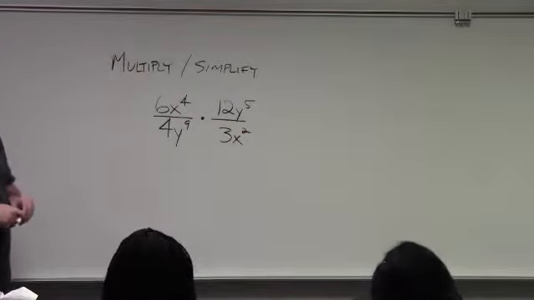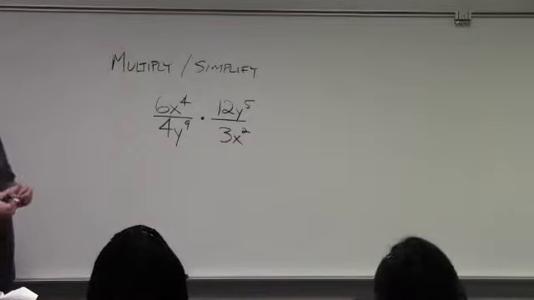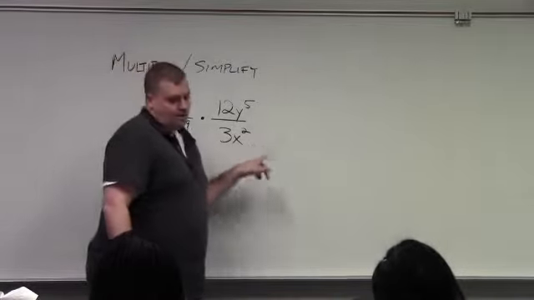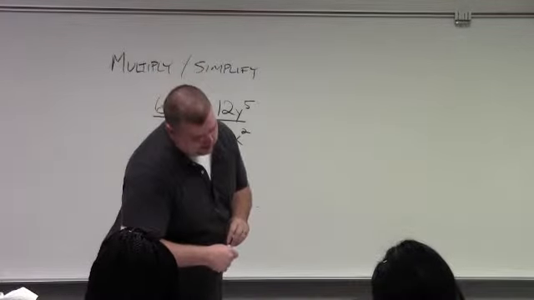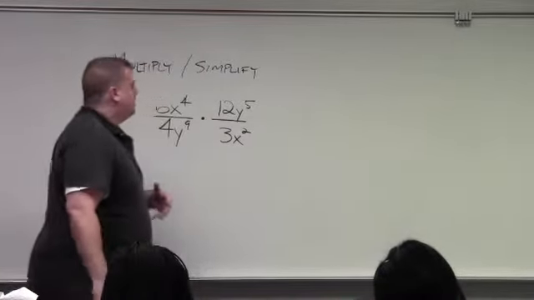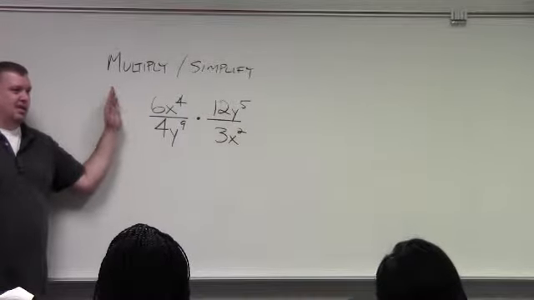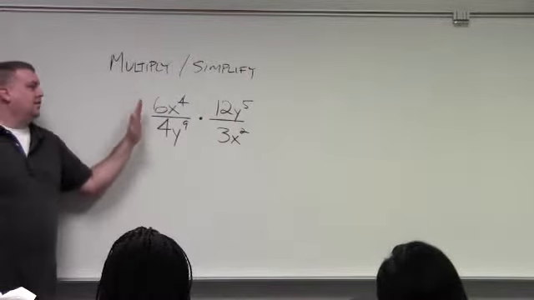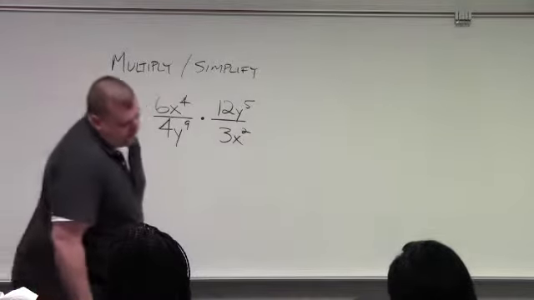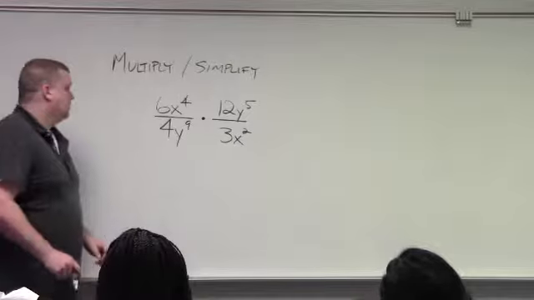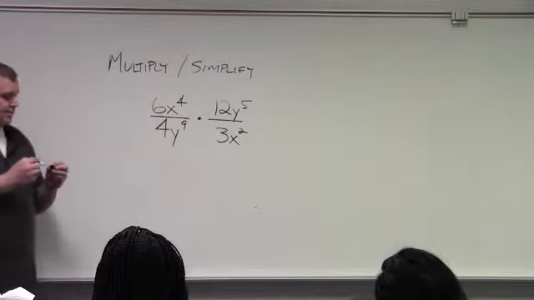All right, so we have 6x to the 4th over 4y to the 9th times 12y to the 5th over 3x squared. So it says completely factor all the numerators and denominators. Can you really factor with monomials? It actually makes it more confusing. So you want to leave the monomials as they are. Reduce the fractions and cross-cancel common factors. So is there anything that we can cross-cancel here?